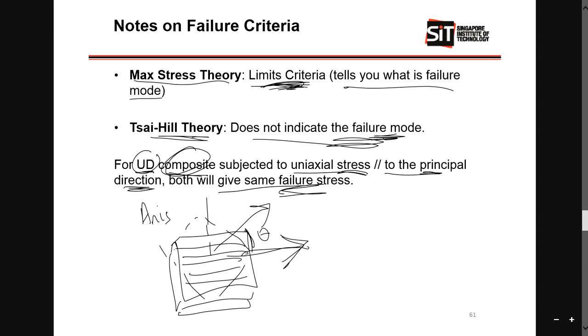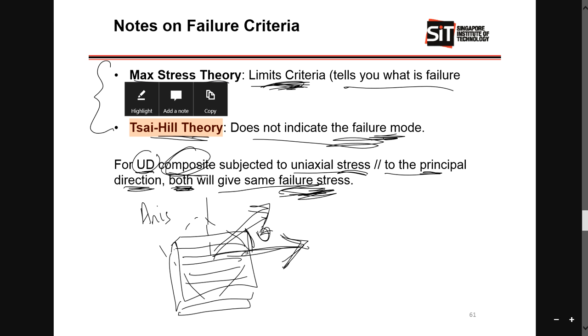I think at a certain angle or not, I don't know whether both theories give the same failure stress, for you to think about it, but it should not be quite important, I think. You just need to know when you will use Max Stress and when you use Tsai-Hill theory, that's all.